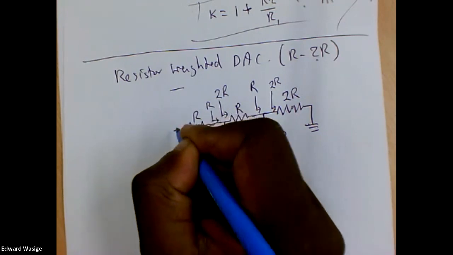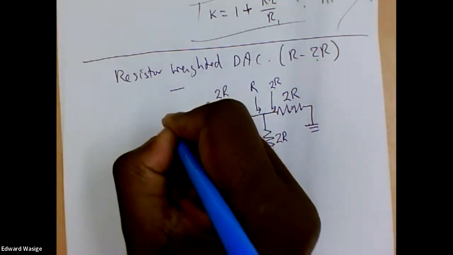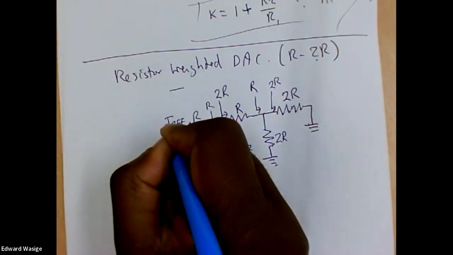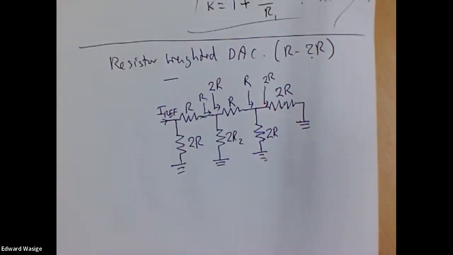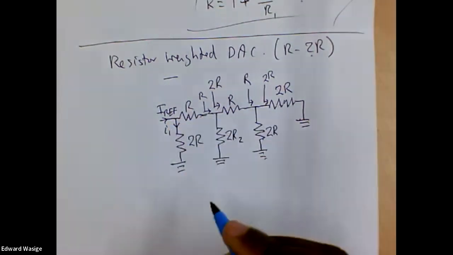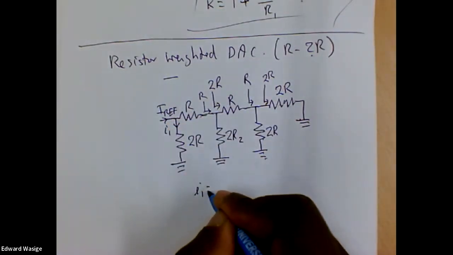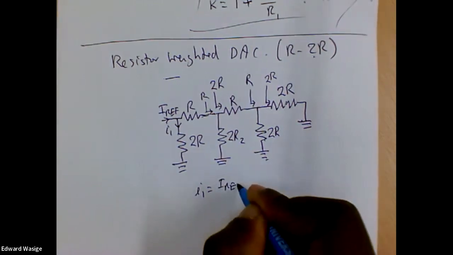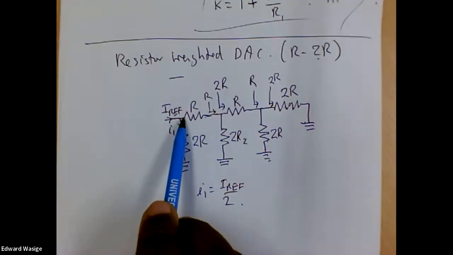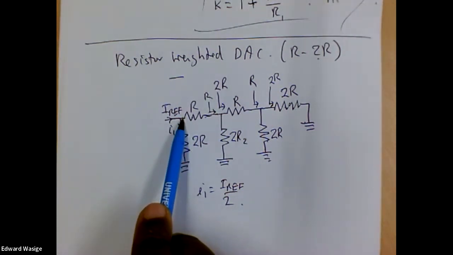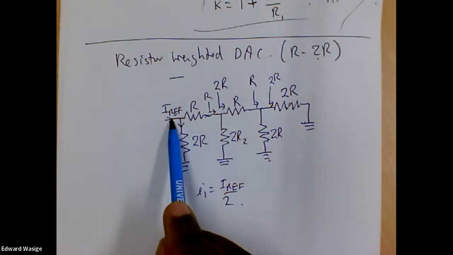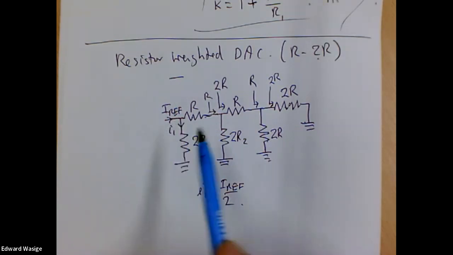So for this one, if I have a reference current flowing in there, IREF, then the current I1 would be IREF divided by 2. Because the resistance we see at this point towards the right is 2R, and the resistance to ground here is 2R. So IREF divides equally between those two branches.